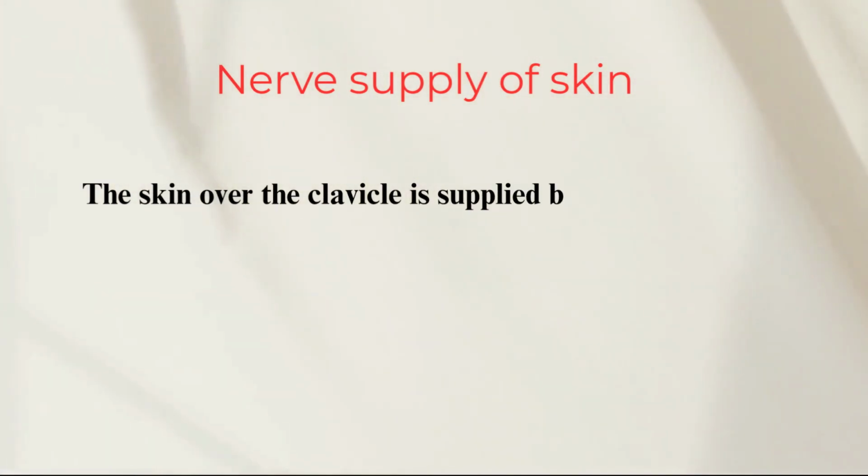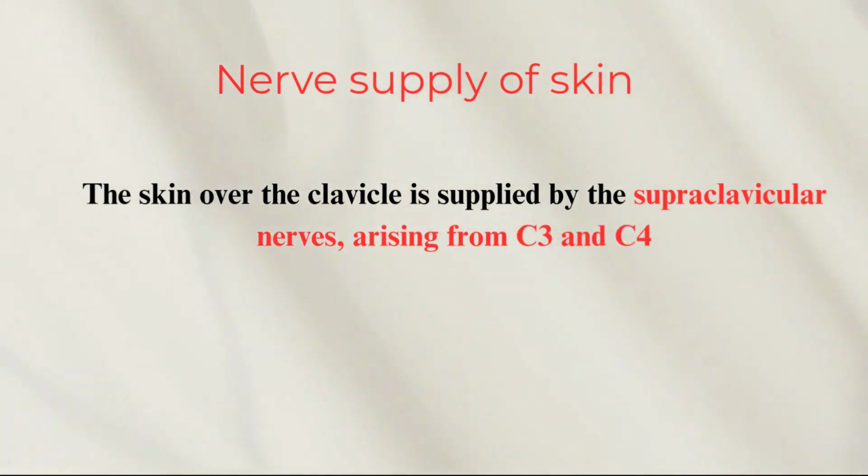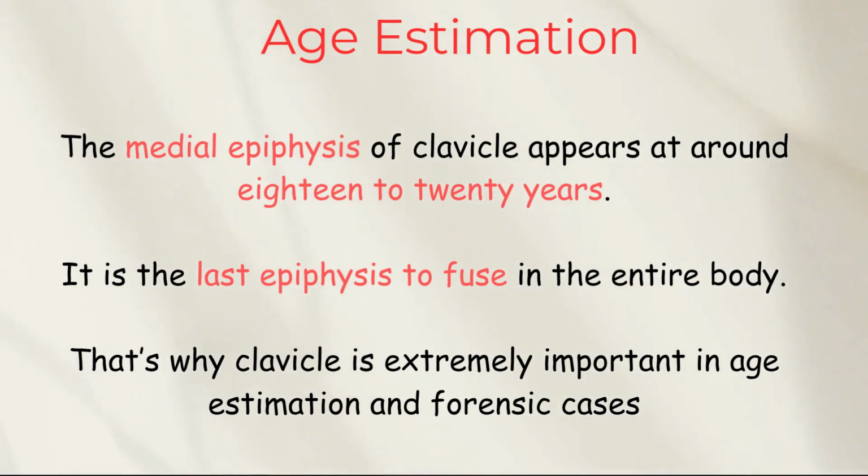Nerve supply of skin. The skin over the clavicle is supplied by the supraclavicular nerves arising from C3 and C4. Age estimation. The medial epiphysis of clavicle appears at around 18 to 20 years. It is the last epiphysis to fuse in the entire body. That's why clavicle is extremely important in age estimation and forensic cases.